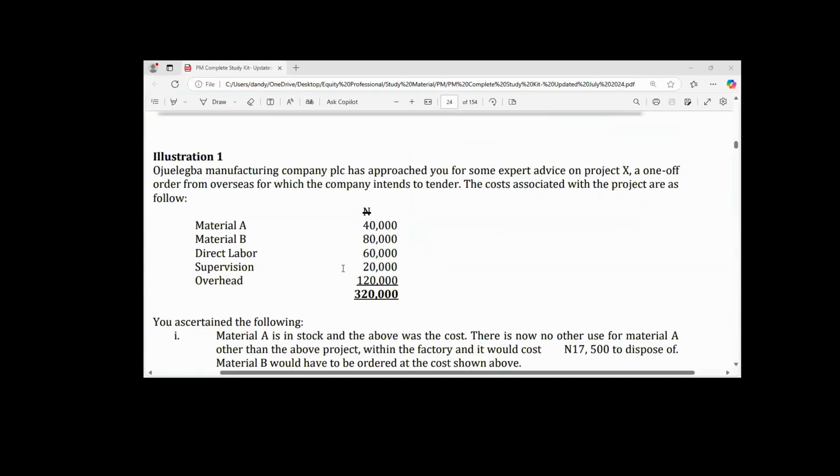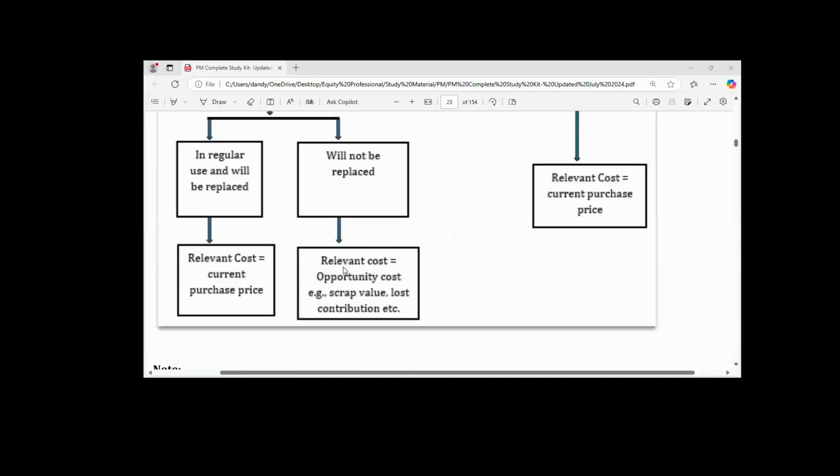So last week we started with relevant costing. Let me just brief you, as a reminder, on what we did last time as a refresher. We said that relevant costs are costs that are directly attributable to a particular course of action. Any cost that will change as a result of the decision that is to be taken is a relevant cost.